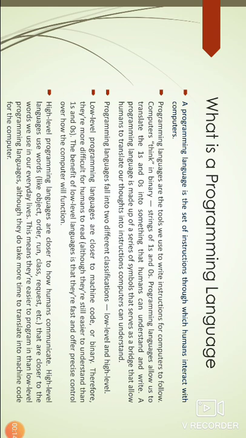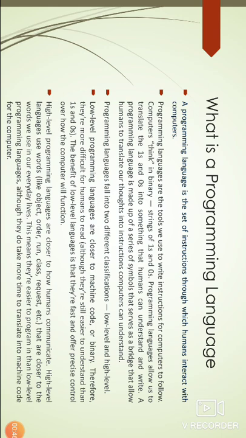A programming language is a set of instructions through which humans interact with computers. Programming languages are the tools we use to write instructions for computers to follow. Computers think in binary, that is strings of ones and zeros. Programming languages allow us to translate the ones and zeros into something that humans can understand and write.